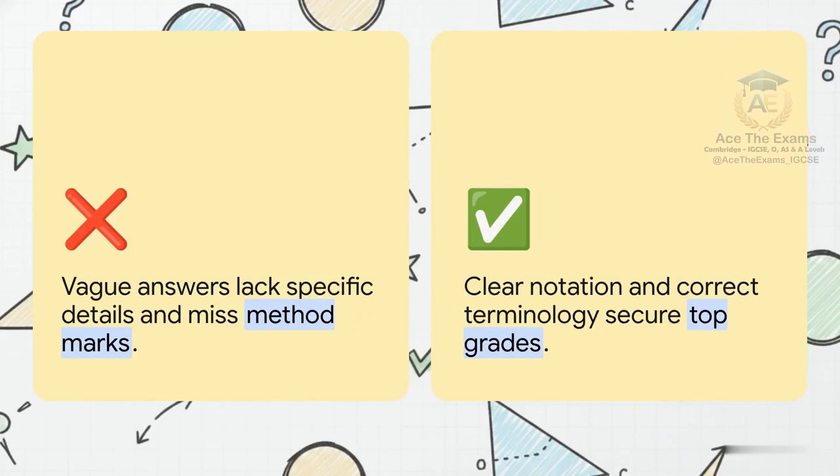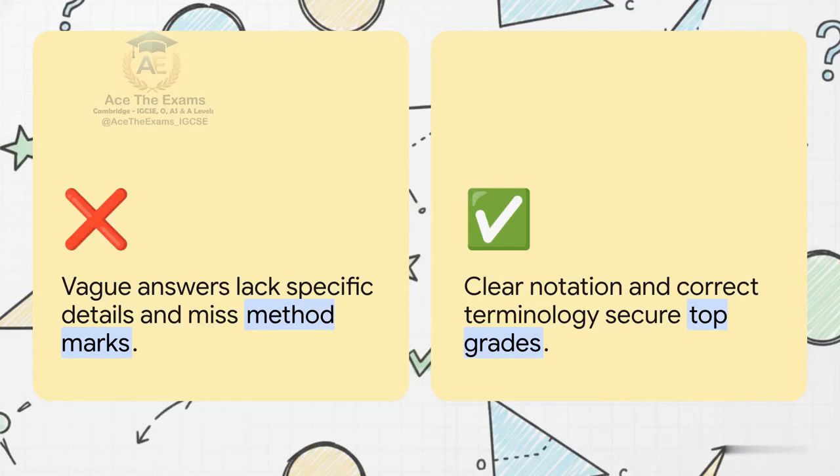Almost every single sentence is bleeding marks. Saying the vector is 5 dangerously confuses a vector with a scalar magnitude. Saying it goes up is completely non-mathematical terminology. Examiners want to see directional components, positive y-axis references, or specific angles.